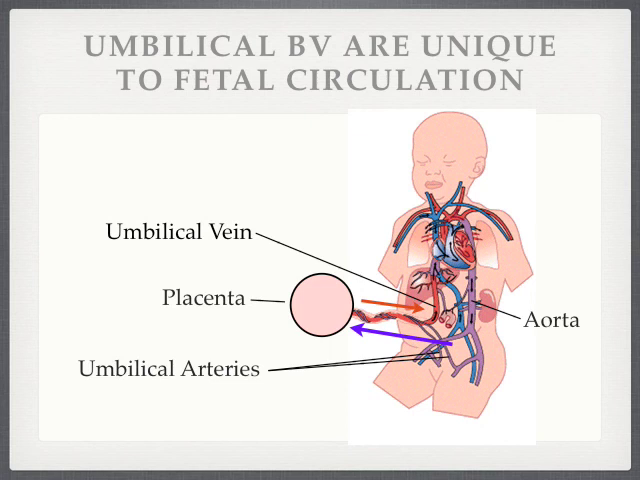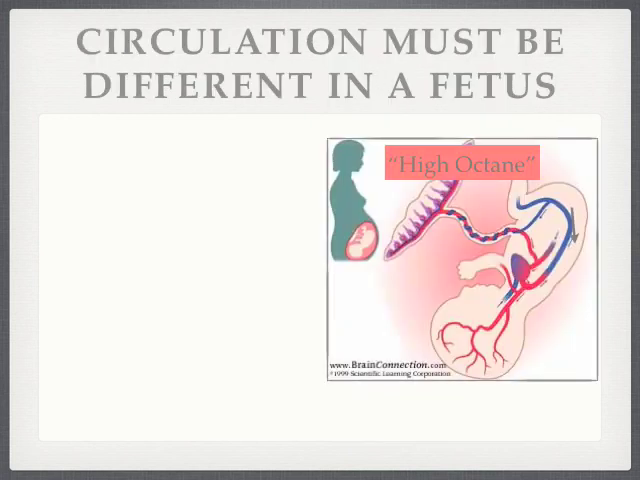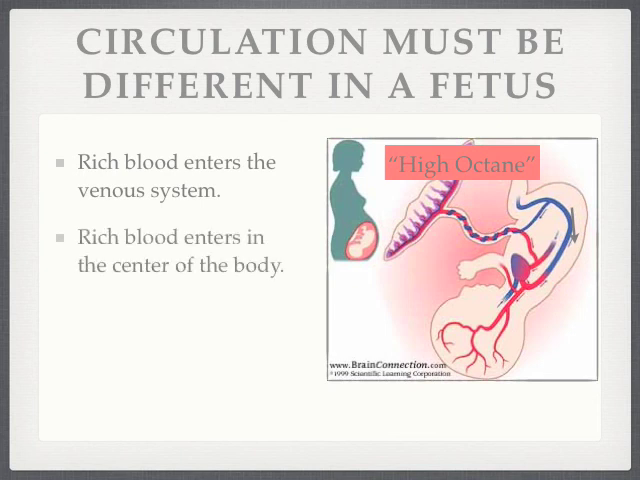Now, circulation has to be different here, doesn't it? Because we're bringing blood back into the fetal body, the good stuff, through a fetal vein, right? Now, what's the problem with a vein? Most veins have low pressure and deoxygenated blood in them, right? If this vein is going to enter the venous system with all the other deoxygenated blood, how am I going to get this blood where it needs to go? This rich blood is entering the venous system. That's a problem. It's also entering here in the center of the body.